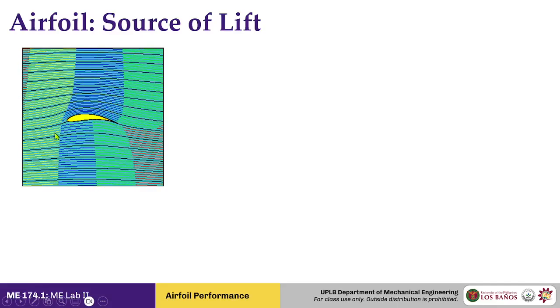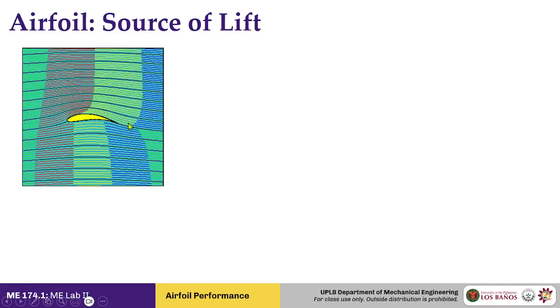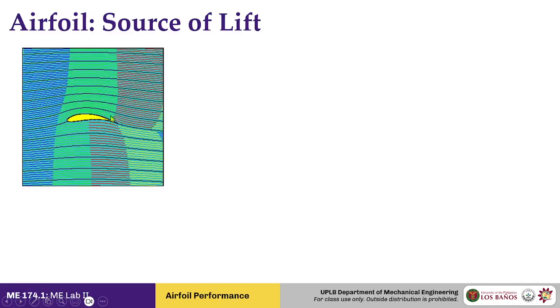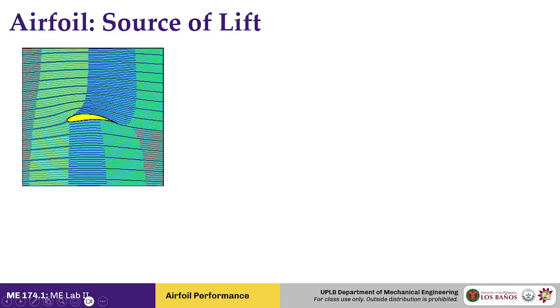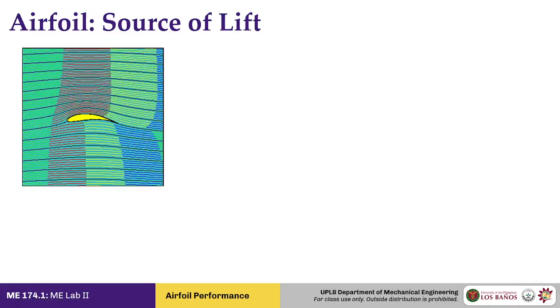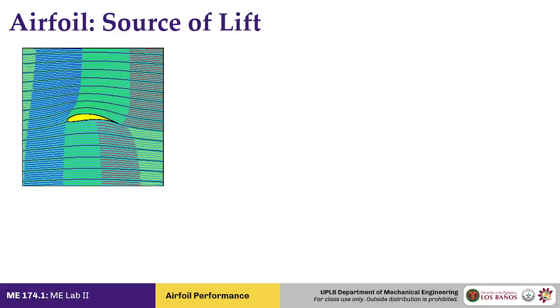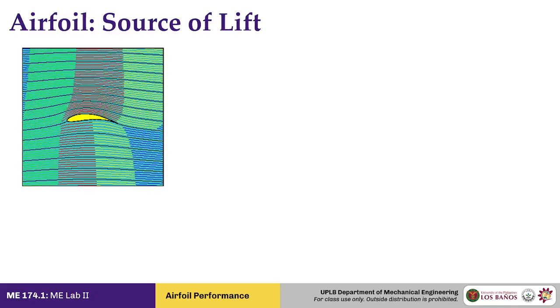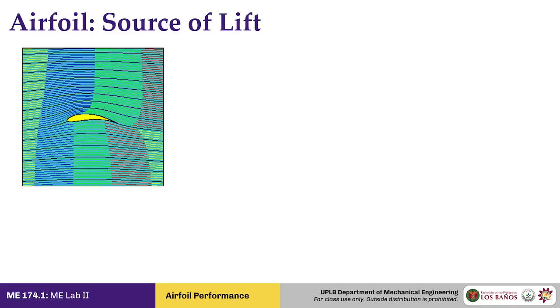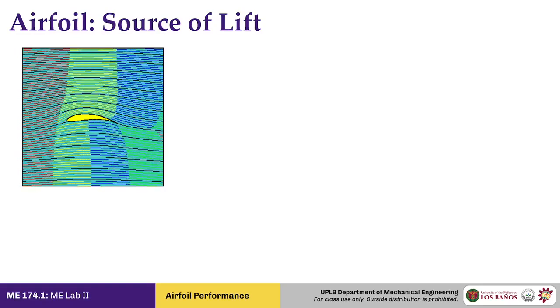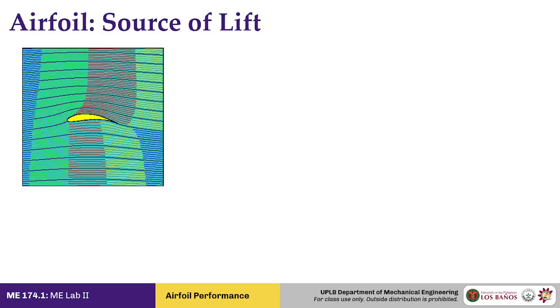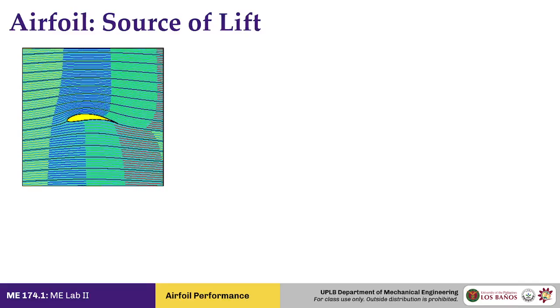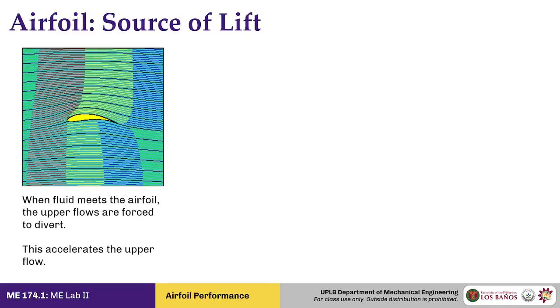The flow at the upper section appears to move a lot faster than the section at the lower surface. So, in effect, what this means is that since the fluid at the upper surface is moving faster, you get a much lower pressure than at the bottom. So this pressure difference is actually what causes lift.